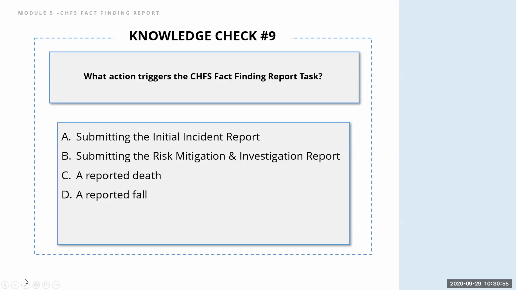All right, so that brings us to our next knowledge check. And that is, what action triggers the CHFS fact-finding report task, right? So that task that we saw in our task dashboard, what would trigger that task? Is it A, submitting the initial incident report, B, submitting the risk mitigation investigation report, or C, a reported death? Or D, is it a reported fall? So we'll go ahead and bring up that polling question for you, and I'll give you all about a minute to answer.